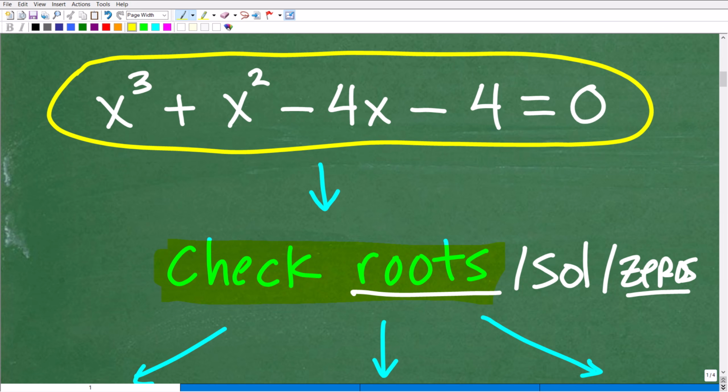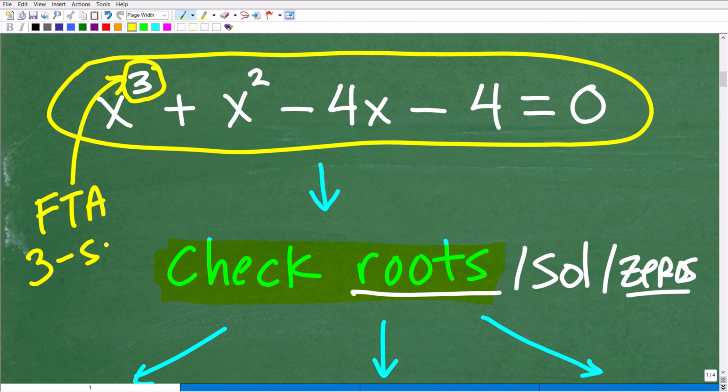And a couple big picture concepts here: this is a third degree polynomial equation. So the first thing you want to be thinking about is the fundamental theorem of algebra, which basically says, hey, look, you've got a polynomial equation here. It's a third degree, so there will be 3 solutions. Now, what type of solutions? Well, you can have real number solutions, or you can have complex or imaginary numbers, or some combination between the two.